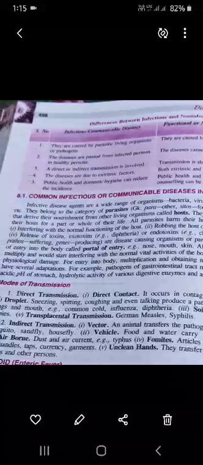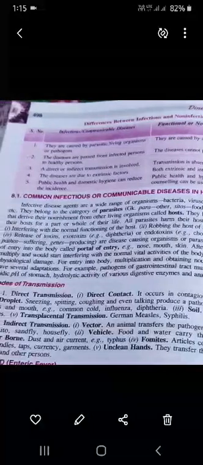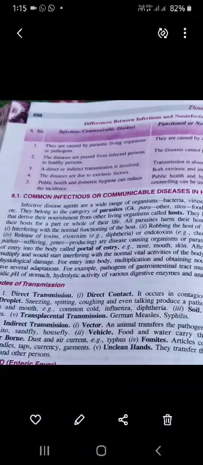Direct transmission, indirect transmission. Direct transmission में हमें आता है direct contact. It occurs in contagious disease. For example, ringworms, droplets, sneezing, spitting, coughing, and even talking produce a pathogen carrying mist from nose, lungs, and mouth. Common cold, influenza, diphtheria, soil, tetanus, animal bite, rabies, transplacental transmission, German measles, syphilis.